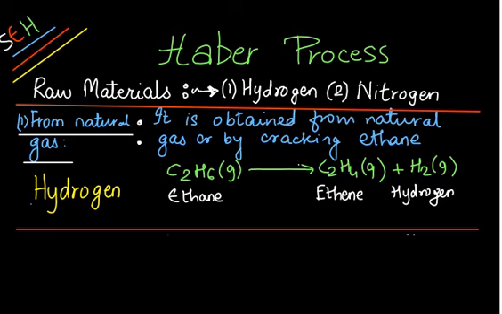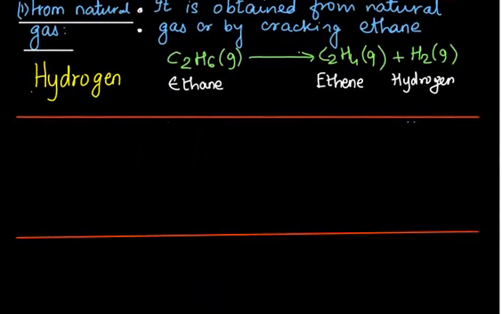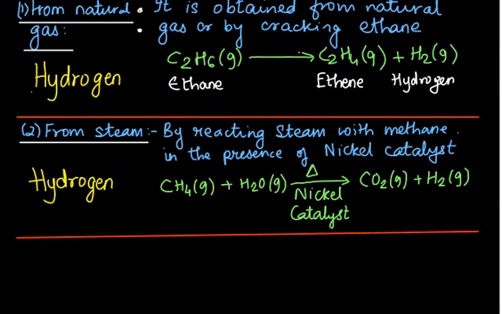Is there any other method of obtaining hydrogen? Yes, of course there is. And that method is by reacting steam with methane in the presence of nickel catalyst. That means methane, that is CH4, reacts with water, that is H2O gas. Gas I'm writing because it is steam now, in the presence of heat and nickel catalyst to give you CO2 gas and H2 gas. So there are two ways of making hydrogen, which is the raw material for the Haber process. Okay.